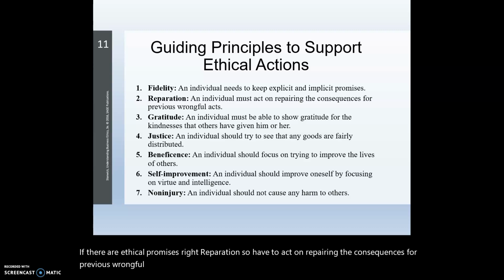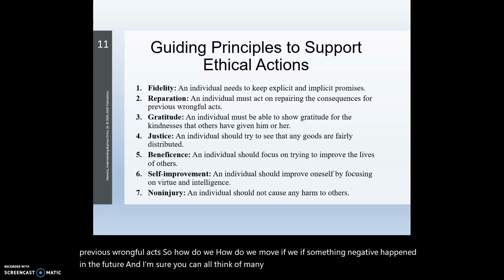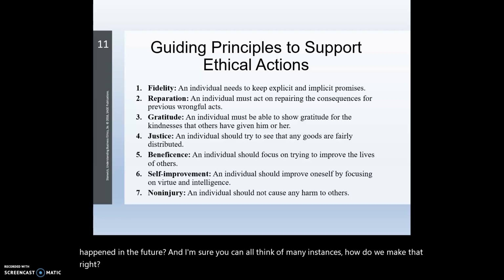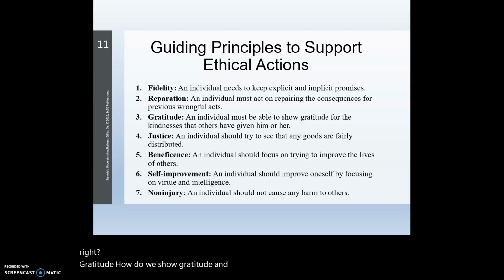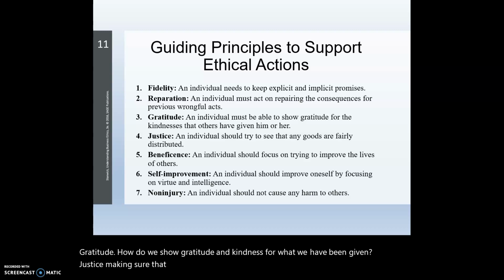So how do we move if something negative happened in the future, and I'm sure you can all think of many instances, how do we make that right? Gratitude, how do we show gratitude and kindness for what we have been given? Justice, making sure that we should try to see that goods are fairly distributed.